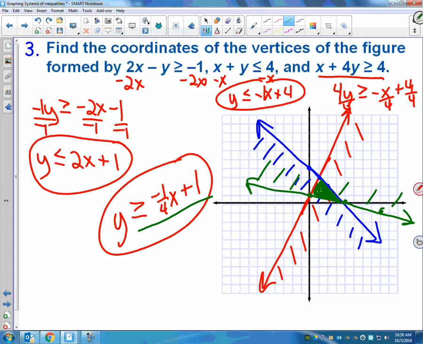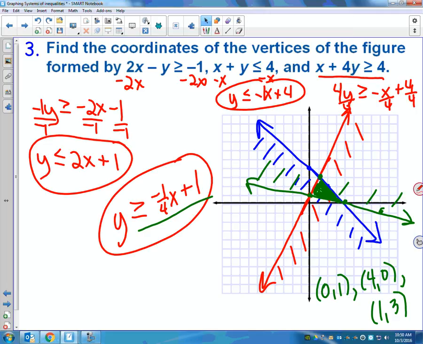The question says, give the coordinates of the vertices, which means they want you to give the points. The vertices are like the corners of that graph. So your answer here would be the point 0, 1. 1, 2, 3, 4. That would be the point 4, 0. And then this one is that 1, 3. Over 1 up 3. That's the other one there.